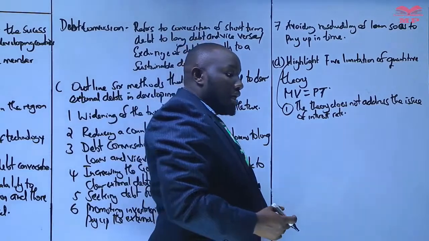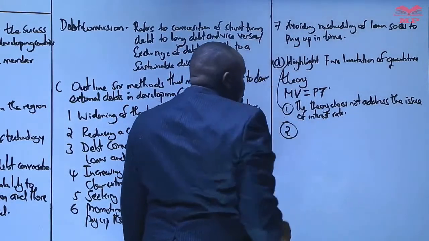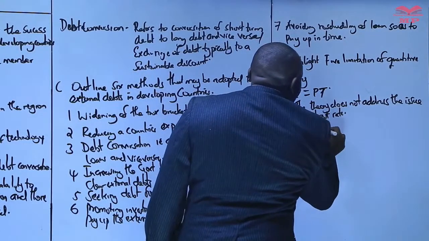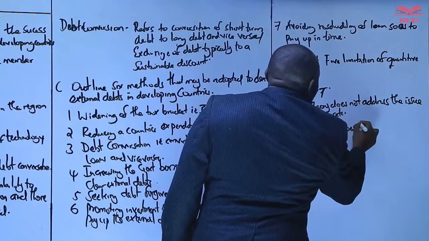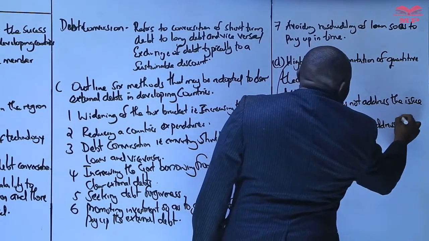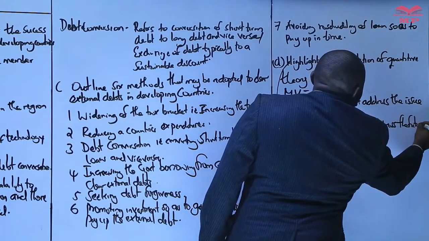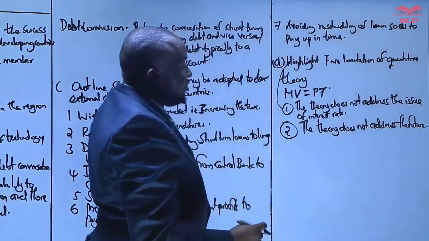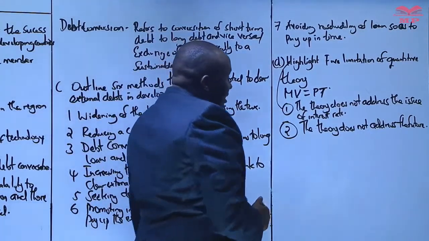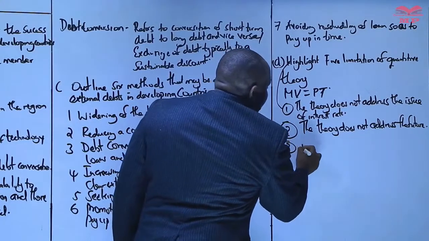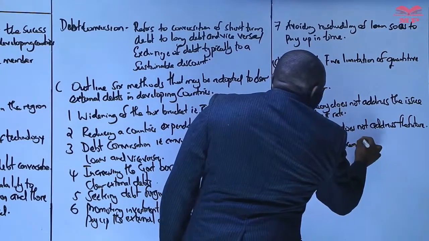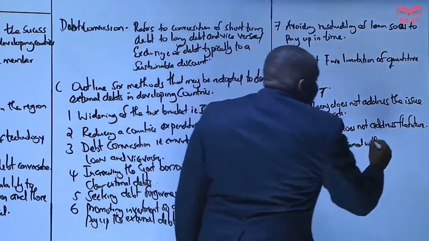We can also have number 2 limitation on this theory: the theory does not address the future. Then number 3, we can say it is too much concerned with money supply.